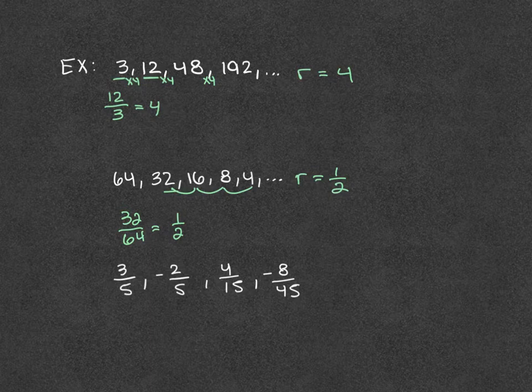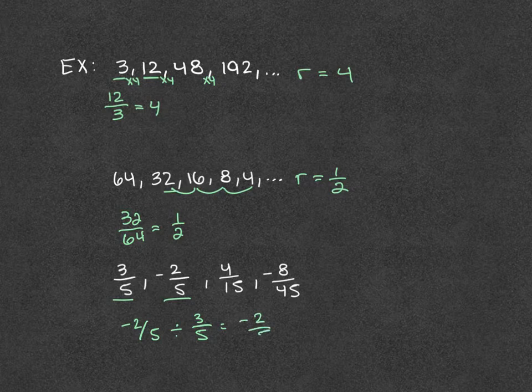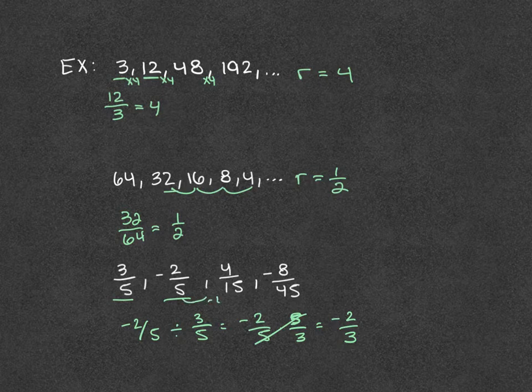All right, and let's do the last one. Again, second term divided by the first term, which we would do by multiplying by the reciprocal. So here we get -2/3. And again, let's test it out to make sure it works. If I do -2/5 times -2/3, that gets me 4/15, which I got. And if we multiply that by -2/3, I get -8/45. So my common ratio is -2/3.